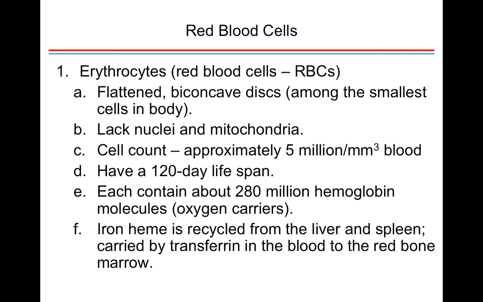When a red blood cell is done with its 120-day lifespan, the iron heme needs to be recycled from the liver and spleen, and it will be carried by transferrin in the blood back to the bone marrow, because it's very energetically expensive for the body to produce this. So our bodies recycle the heme, iron heme, so we don't have to keep recreating it.